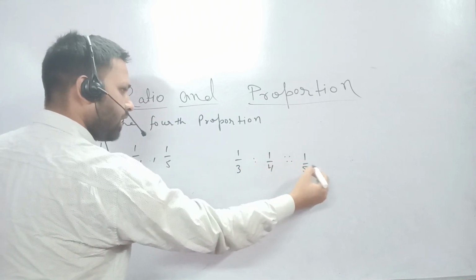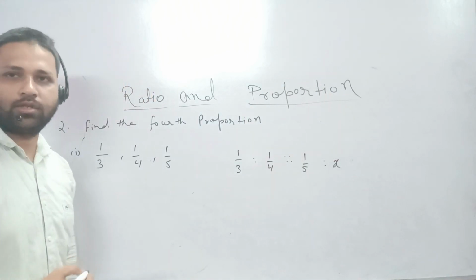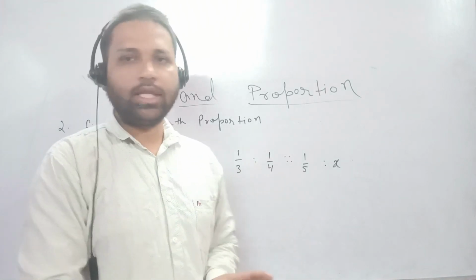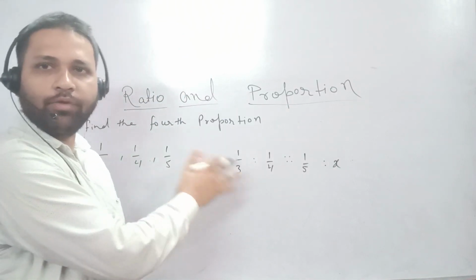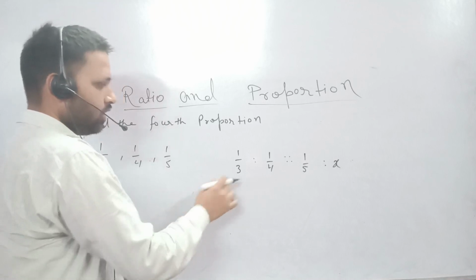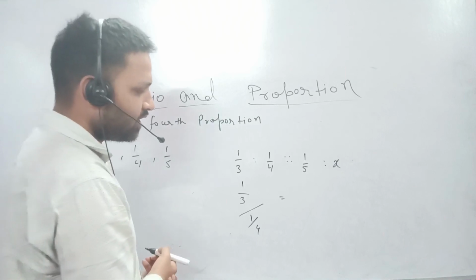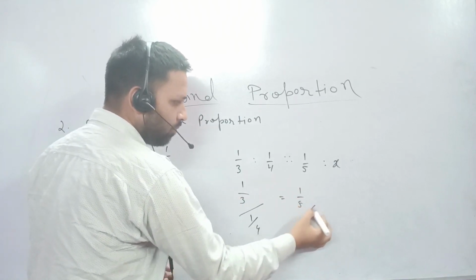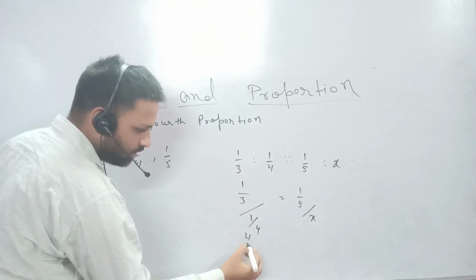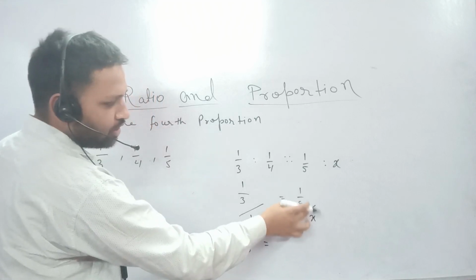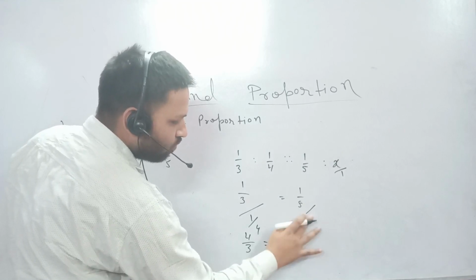in proportion to 1 by 5 is to x. I don't know the fourth number, so we put x here. Now we can simplify like the previous question. Here we write 1 by 3 by 1 by 4 is equal to, proportion is equal to, 1 by 5 by x. We can write 4 going to the numerator, then 4 by 3 is equal to 1 by x.